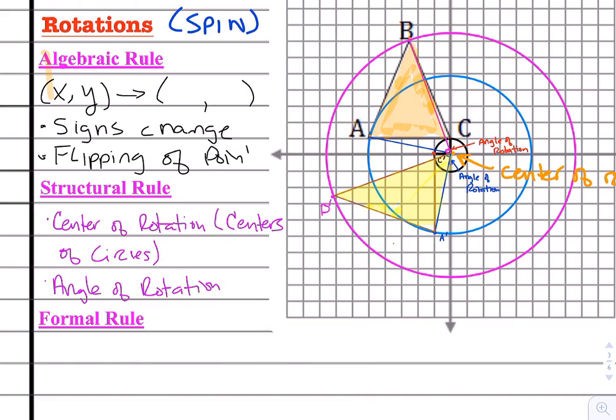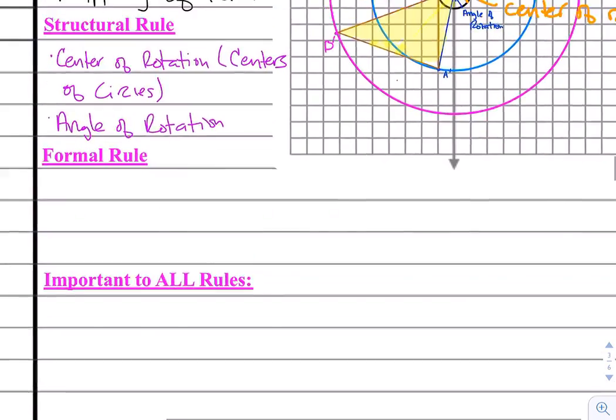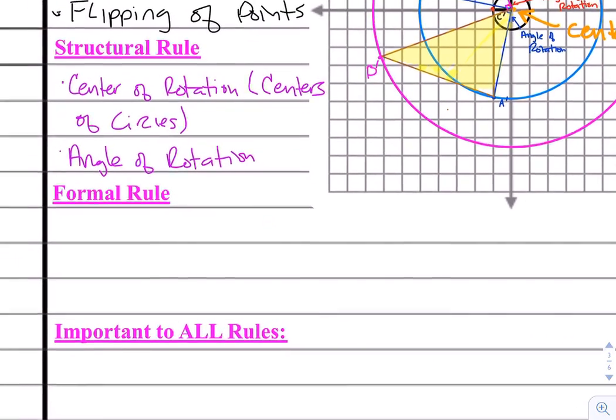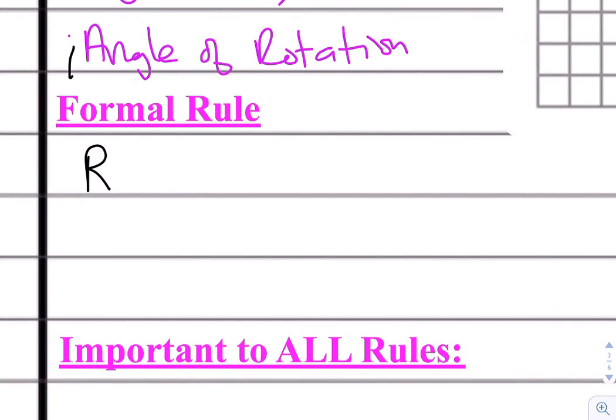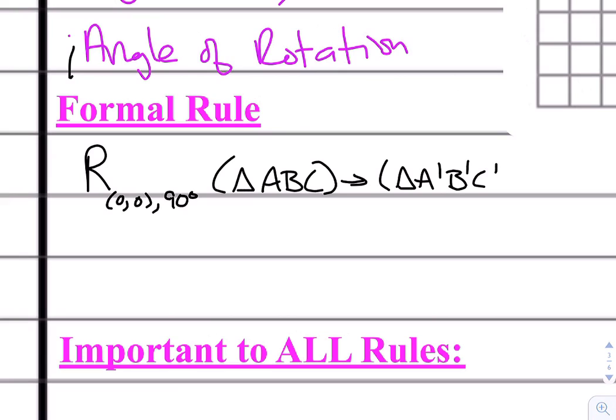Okay? Because there's so many variations of an algebraic rule, just like with reflections, it turns out not to be really, really important. But it is really important to know the formal rule. So the formal rule for rotations, we're going to start with a big R. This one right here actually had two different things that were important. One, we had 0, 0, because that was our center of rotation, and we had an angle of rotation of 90 degrees, and that took the previous triangle ABC to our new triangle A prime, B prime, C prime.